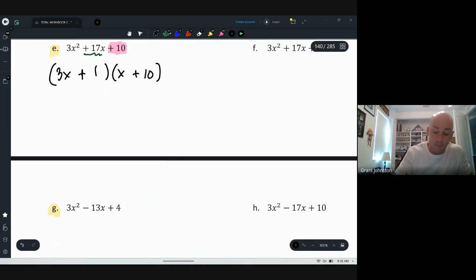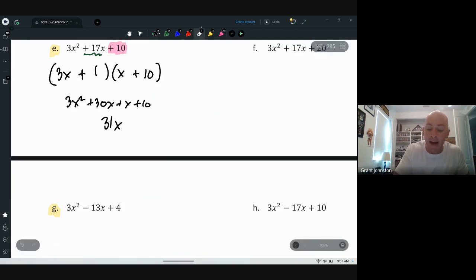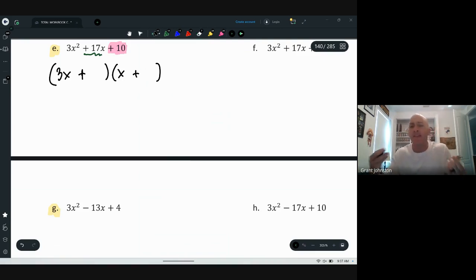I could show it to you if I need to. It would be 3x squared. The 3x times the 10 is going to give me 30x. The 1 times the x gives me 1x. So this is going to be a 31x, and it's not 17x. That is a bad guess. So I'm going to erase all that, because I'm trying to get to that 17x.